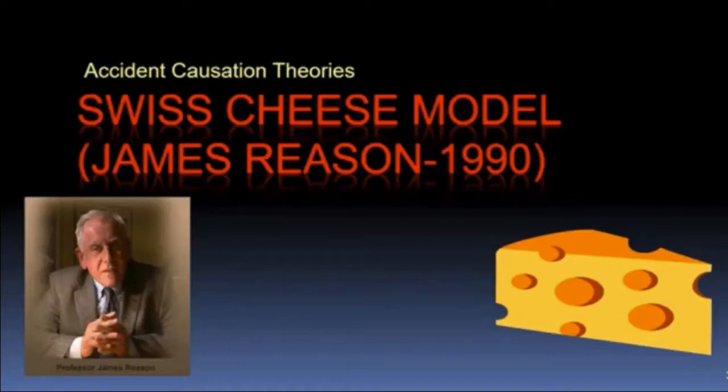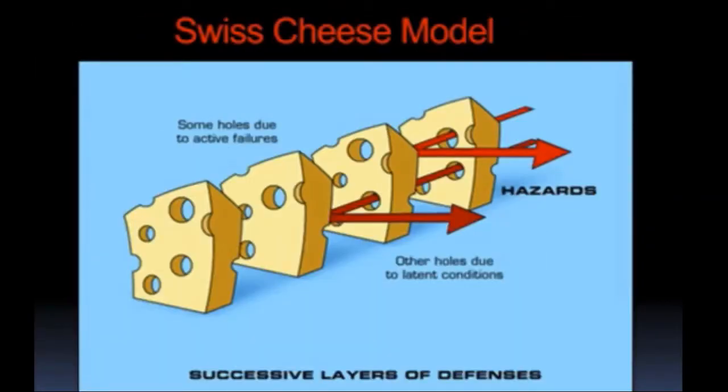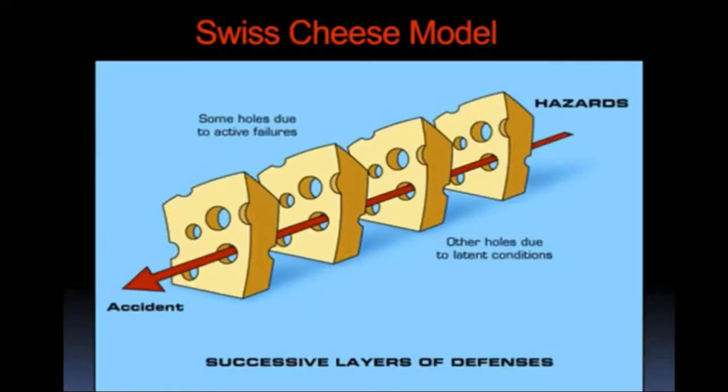Let us discuss the Swiss cheese model propounded by James Reason of the University of Manchester in the year 1990. The Swiss cheese model of accident causation is used in risk analysis and risk management, including aviation safety, healthcare, engineering, emergency service, and principles of layered security.